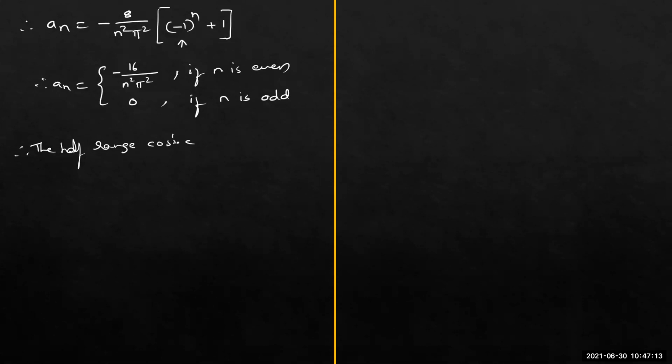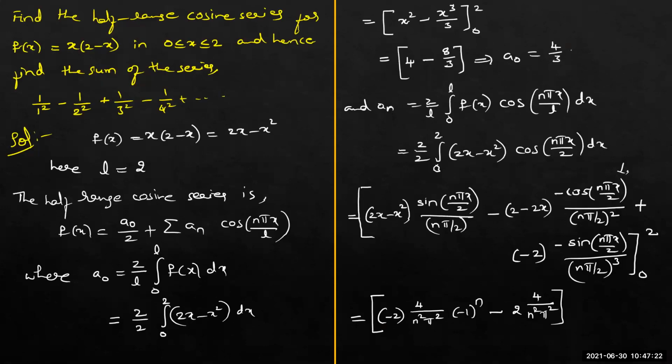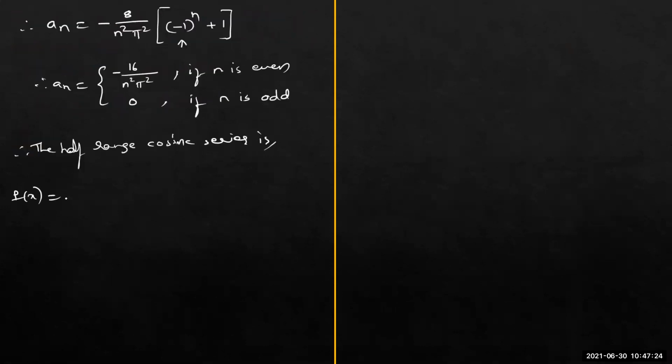Cosine series. It is f of x equals a naught by 2. See how much we got for a naught? We got it as 4 by 3. So it is 1 by 2 into 4 by 3, that is a naught by 2, plus summation.